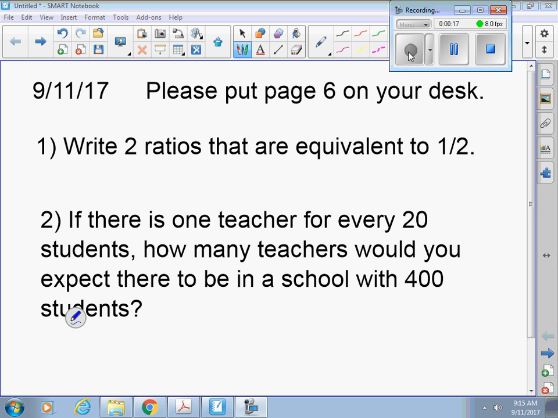Today we're going to be talking about equivalent ratios some more, and we are going to be solving problems with equivalent ratios. So we're starting out with a bell ringer first. We're going to write two ratios that are equivalent to 1 to 2.